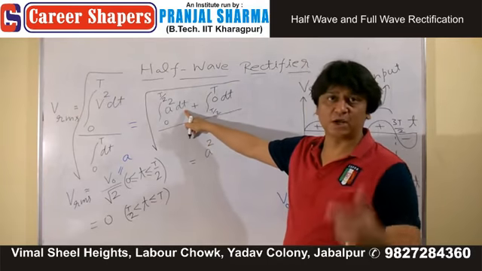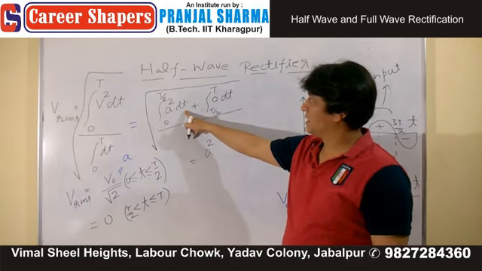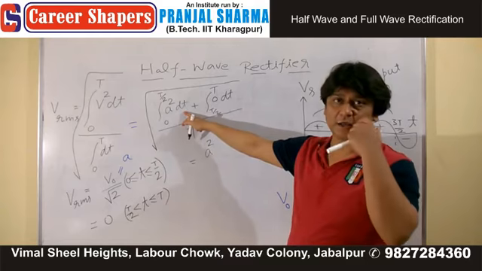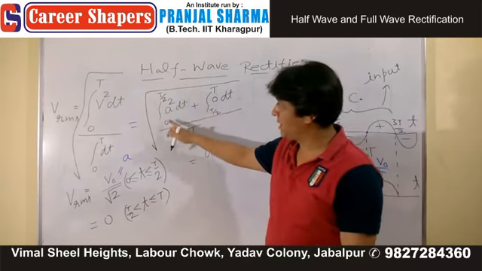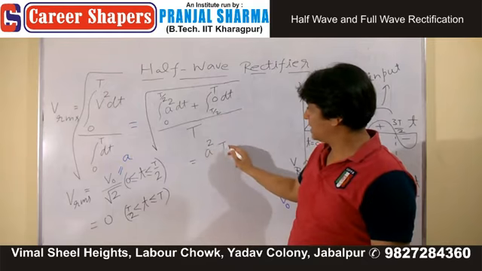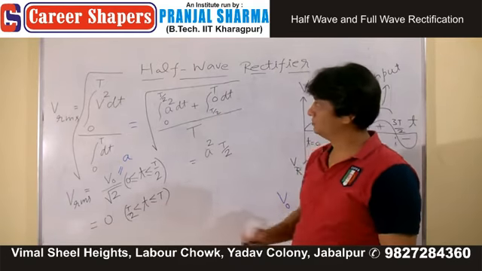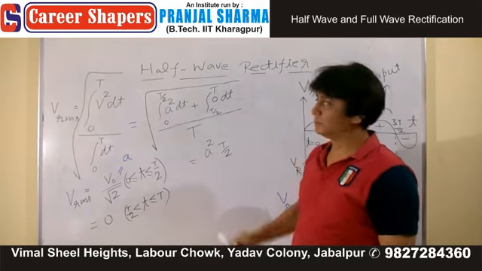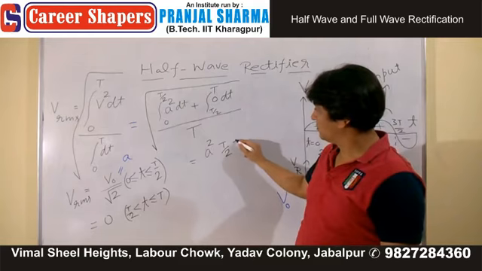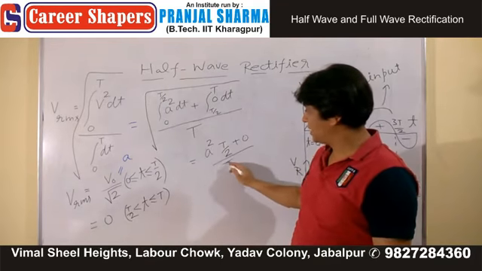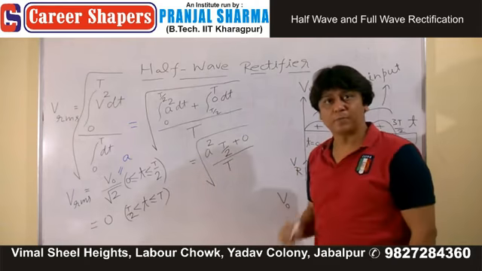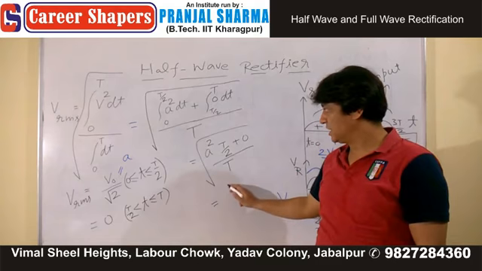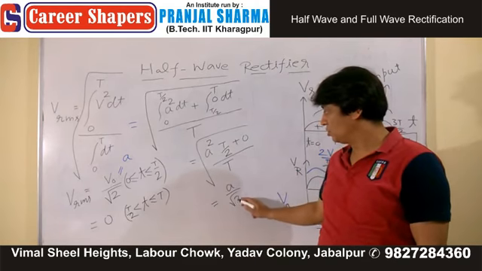Integration of dt is what? T. Let's do it fast. Integration of dt is what? T. Put limits t by 2 minus 0 and you get t by 2. This dt becomes t by 2, 0 to t by 2. This is gone, plus 0 divided by t under the root. What is this? This is t and t cancelled, a upon root 2.